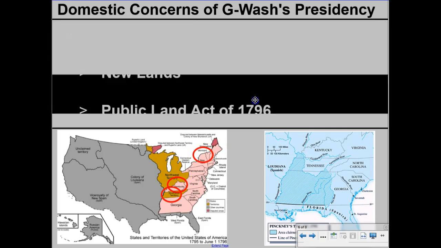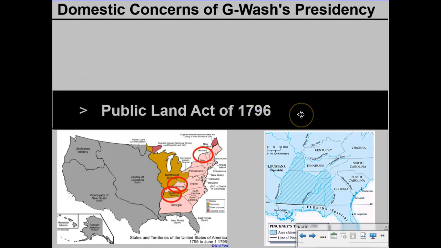So we've got these new lands, and what is passed is the Public Land Act of 1796. This established an orderly procedure for dividing and selling this land at reasonable prices. The sale and the profits were then used to pay down on debt. And as a result of this, and the precedent set by the Northwest Ordinance, Vermont, Kentucky, and Tennessee, as you can see circled down here, were able to come in as states. So Vermont came in 1791, Kentucky in 1792, and Tennessee in 1796.